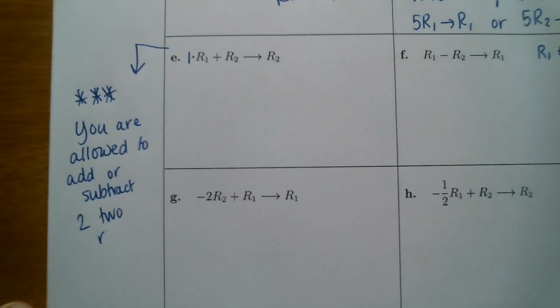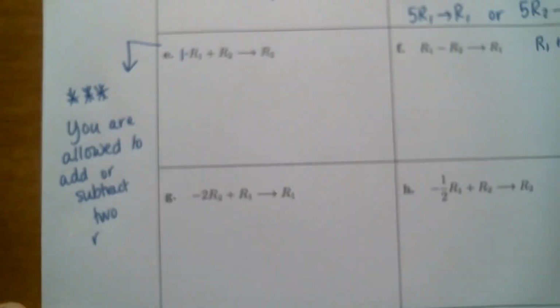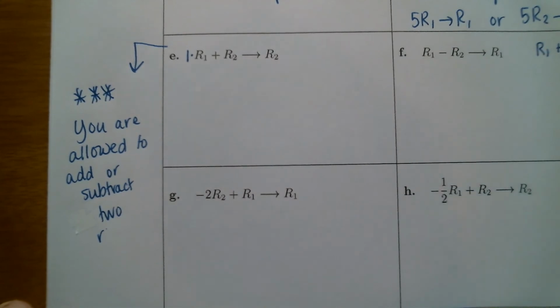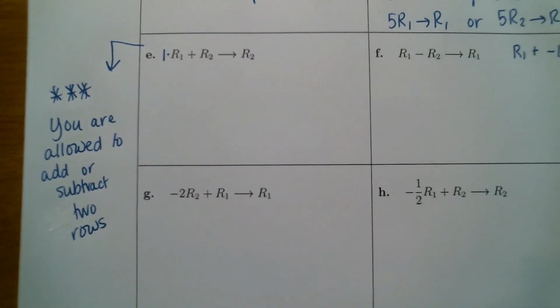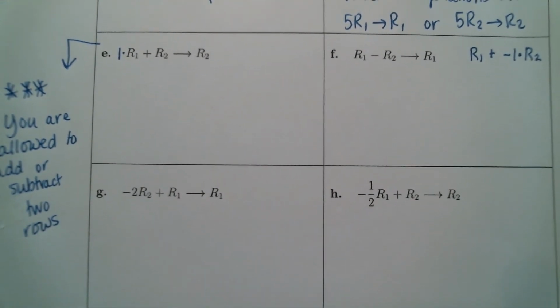Oh, I wrote 2 twice. You are allowed to add or subtract any 2 rows. It is a consequence of that third row operation. It's allowed. So let's go ahead and do it.